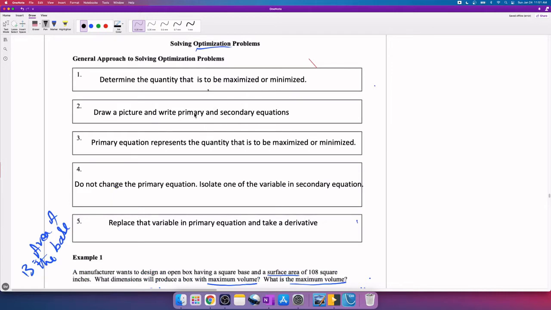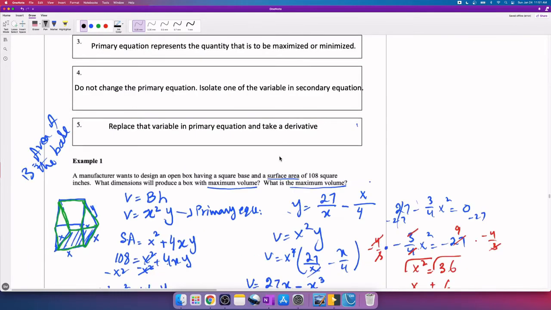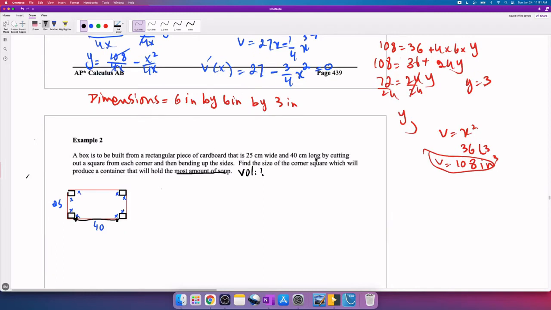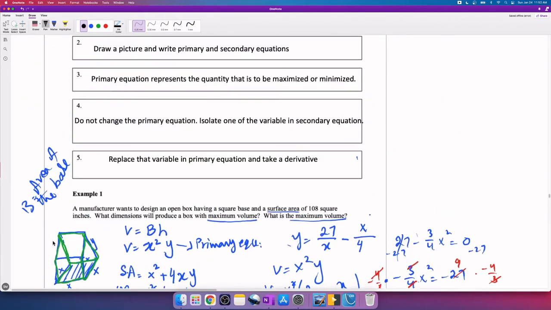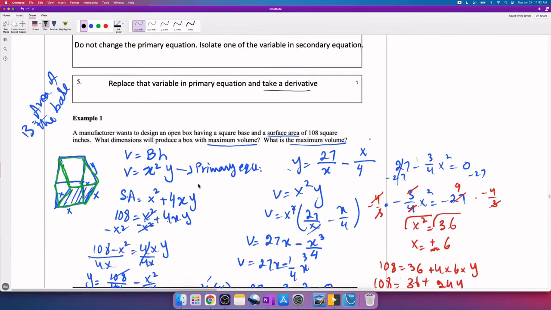Draw a picture, we already did. Write primary and secondary equations, and the primary equation is the one that represents the maximized or minimized quantity. In this case, volume is going to be my primary equation because this is what we are maximizing. The secondary equation, I don't have it in this question, so we're going to ignore that part. If we had a secondary equation, we would do step 4. Since I don't have it, I'll just take a derivative of the primary equation.